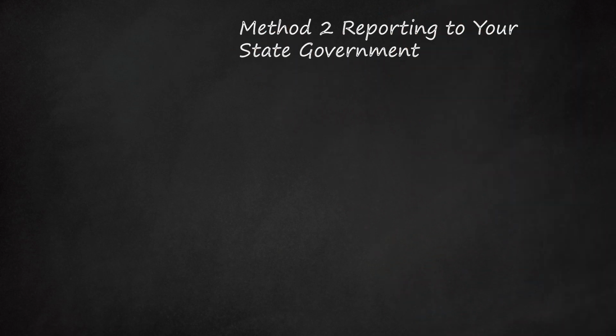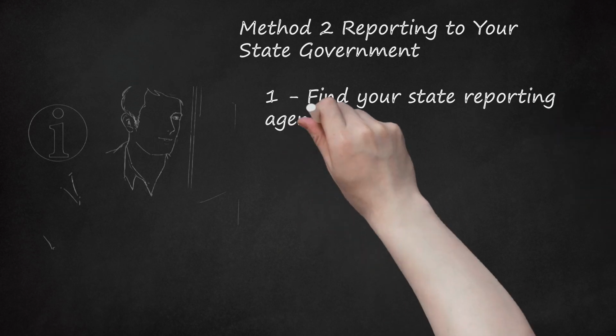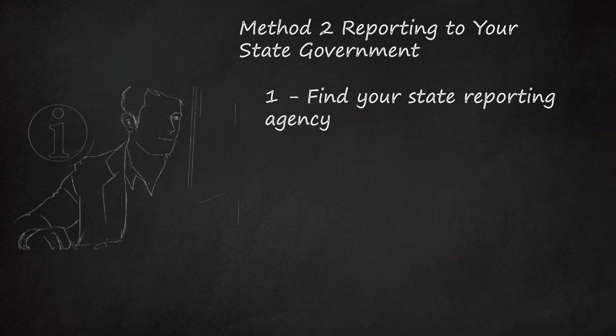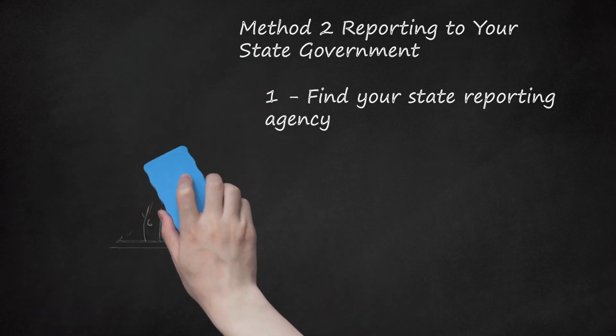Method 2. Reporting to your state government. 1. Find your state reporting agency. Each state should have an agency that collects complaints about unpaid wages. You can find this agency online by searching for your state and unpaid wages. In Texas, for example, the agency is the Texas Workforce Commission.